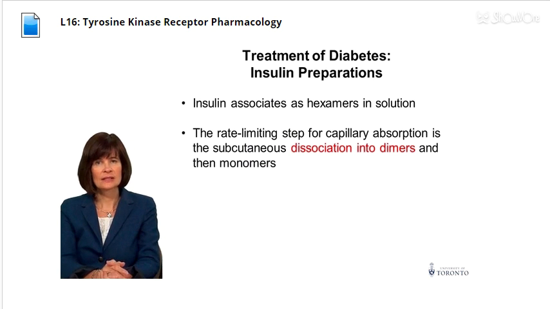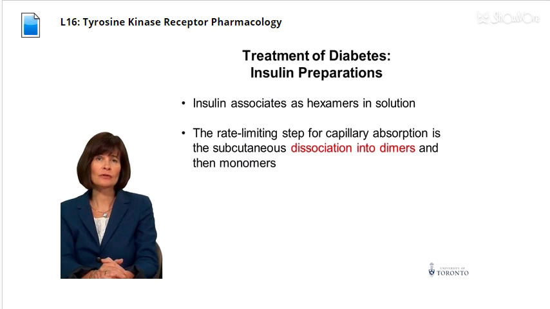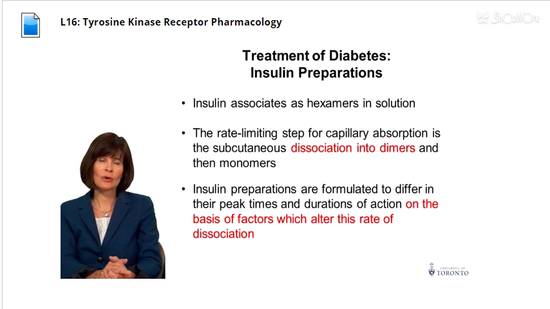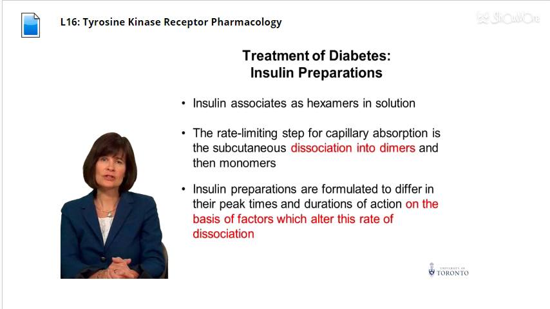In 1936, Hans Christian Hagedorn, founder of Novo Nordisk, discovered that adding protamine to insulin significantly prolonged the duration of its action. Insulin is rather poorly soluble and associates into hexamers that must dissociate into dimers and monomers before it can be utilised. The rate-limiting step for absorption of insulin from its site of injection is its dissociation into dimers. Different formulations of insulin dissociate at different rates, thus delivering insulin over different time frames.